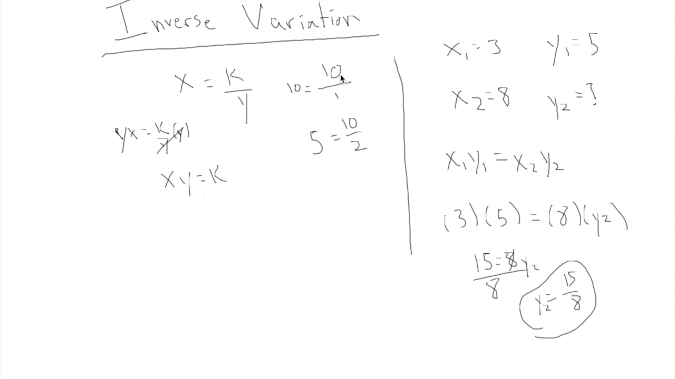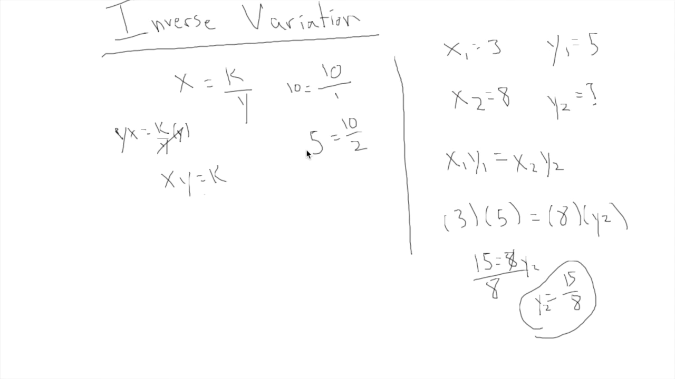We can see that just by thinking about some numbers. Let's say k is 10, so that doesn't change. If y is 1, x is 10. What happens if y gets bigger, y is 2? Well then 10 divided by 2, x is 5. X gets smaller. As y gets bigger, x gets smaller, and vice versa. So it's just the opposite of direct variation.